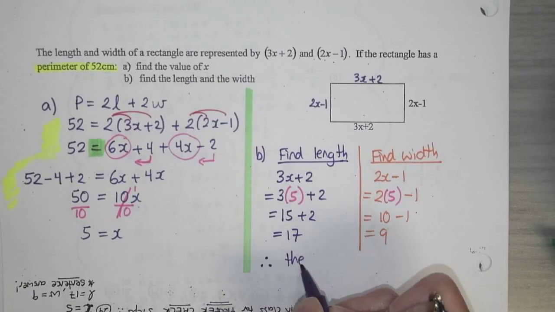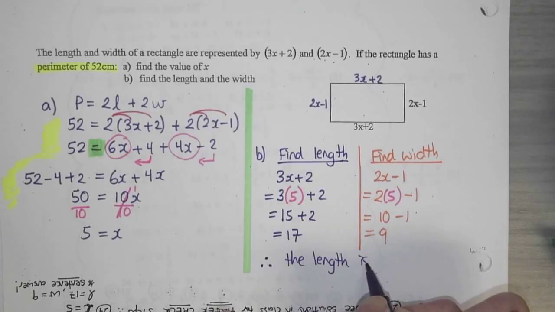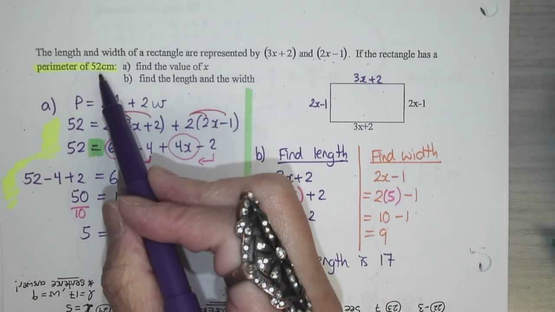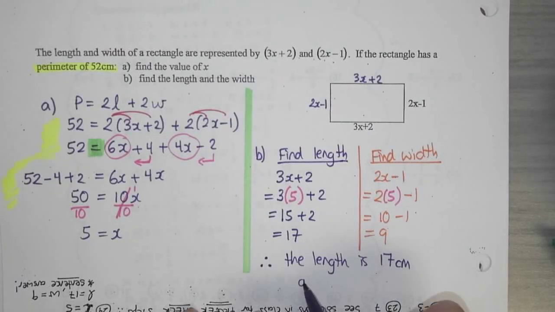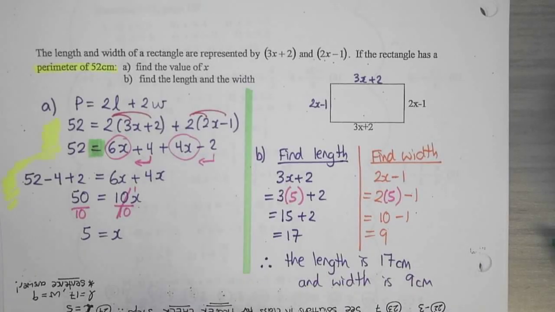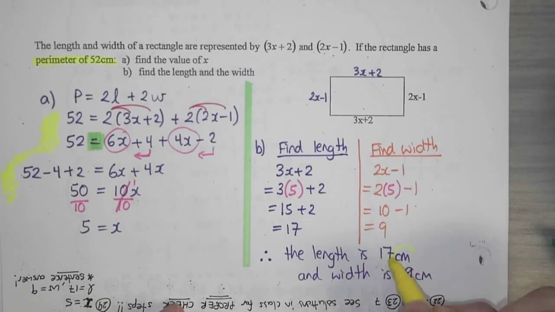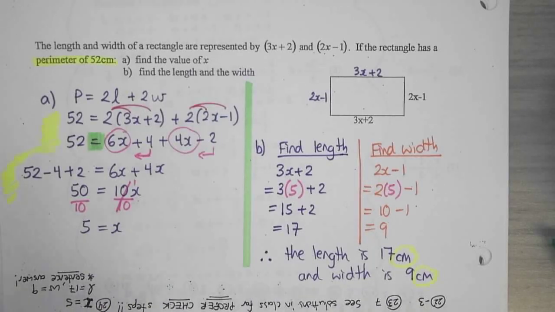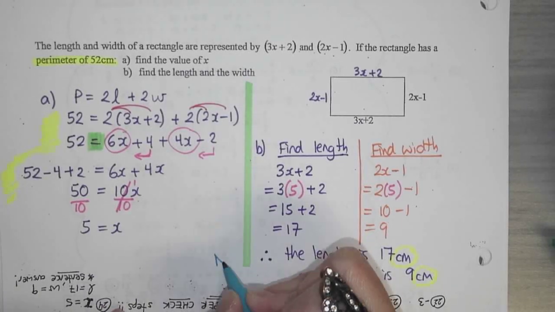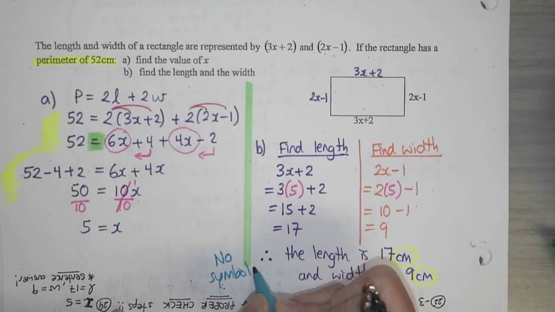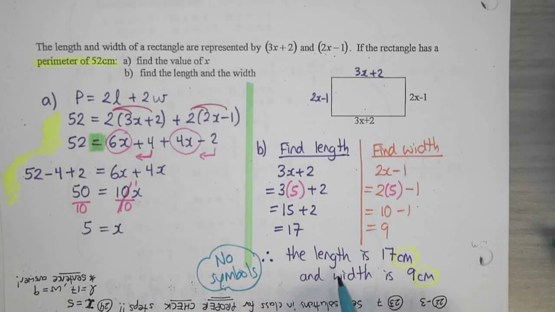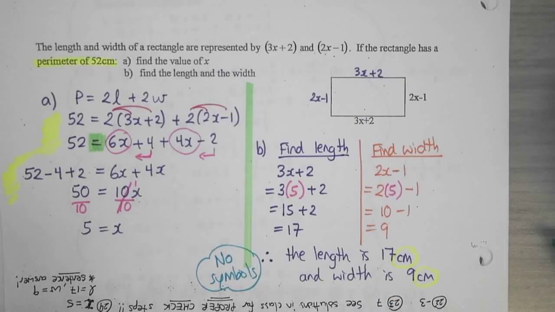So therefore, the length is 17, and do we have units? Centimeters. Centimeters, and width is 9 centimeters. So this is the point where you want to make sure that you add the units to it, and a sentence has no symbols. So no equal sign, nothing else. So we want a sentence, other than the symbol at the front. The length is, not equals, and the width is, not equal. So no symbols here. We want to just have a full, nice little sentence.